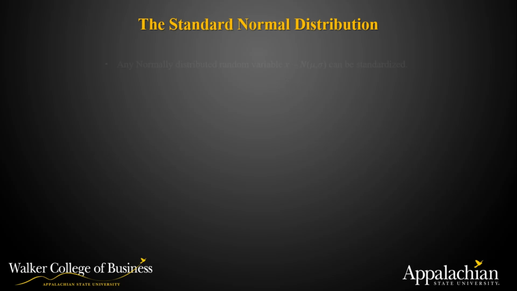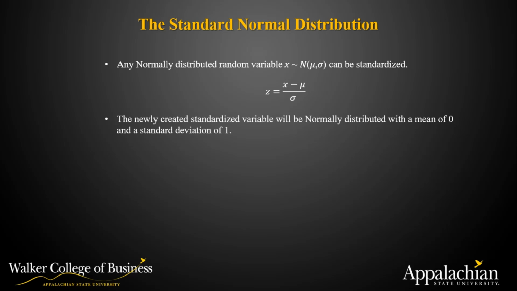Turning our attention to the standard normal distribution, it's important to note that any normally distributed random variable x can be standardized. Using our formula that we saw previously, we take the value of x and subtract the mean to get the deviation from the mean, and then divide it by the standard deviation to create a z-score. So when x is normally distributed, the z will also be normally distributed, and it will have a mean of 0 and a standard deviation of 1.